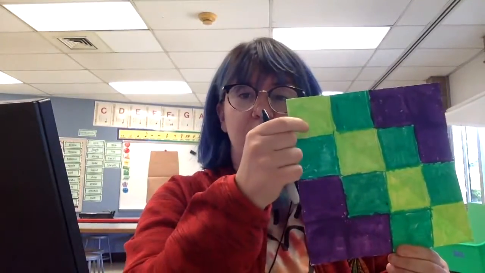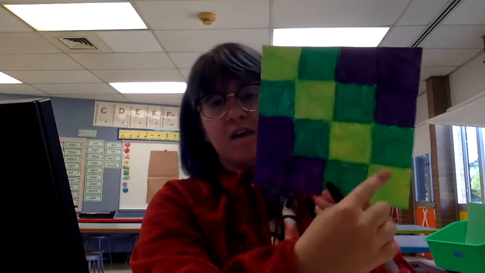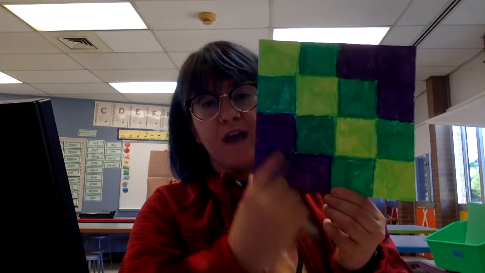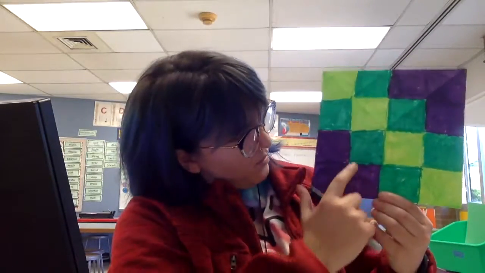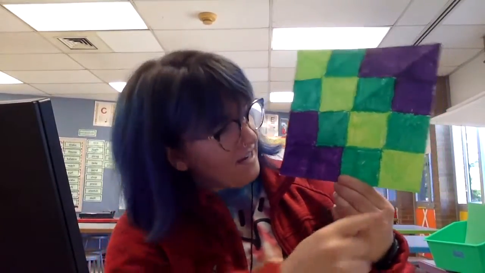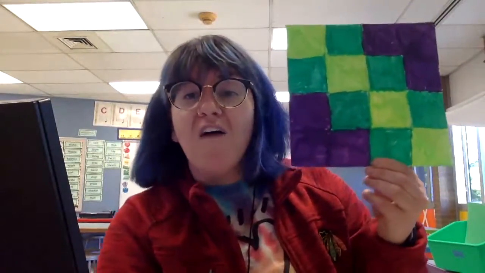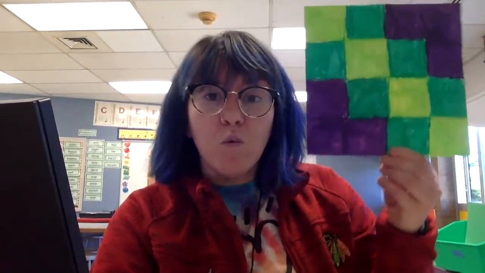Mine is 1, 2, 3, 4, 5, 6 sixteenths purple. 1, 2, 3, 4, 5, 6, 6 sixteenths dark green, and 1, 2, 3, 4, 4 sixteenths or 2/8 or 1/4 light green. What colors did you choose? What fraction of your artwork is each color?